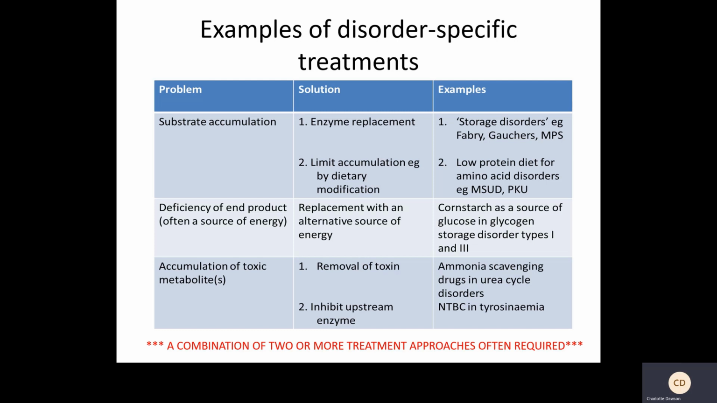But an interesting alternative example of that is in tyrosinemia, where the enzyme upstream of the toxic metabolites is inhibited using a medication called NTBC or nitisinone. And very often a combination of two or more treatment approaches is needed to optimally treat the patient.